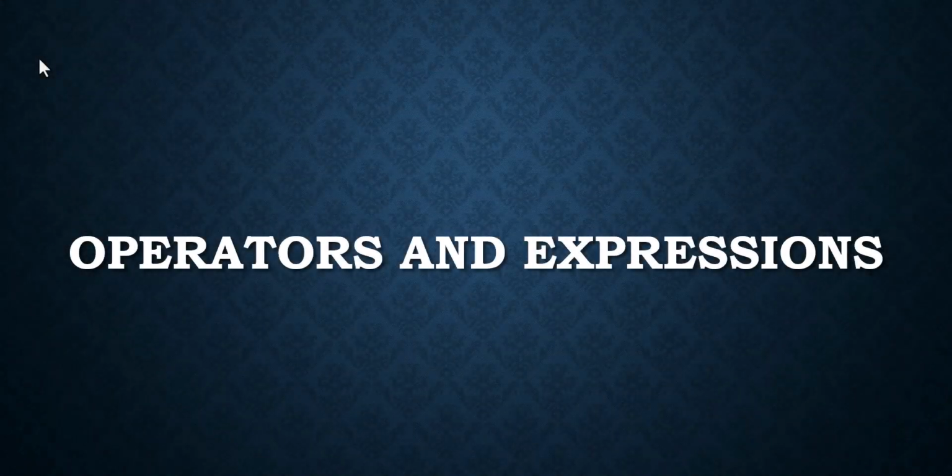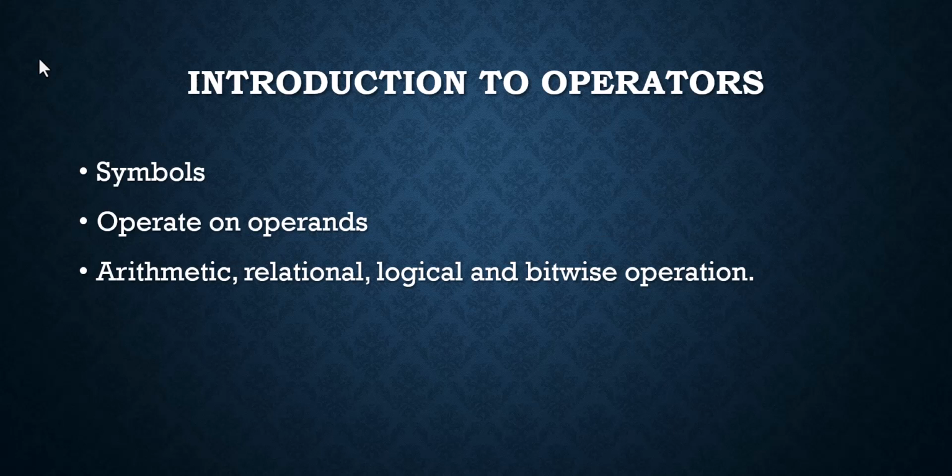In our journey through C programming, we have covered the basics of variables and data types. Now it's time to dive into operators and expressions, which are fundamental components for performing operations in C. Let's get started. Operators are symbols that perform operations on operands. They allow us to perform arithmetic, relational, logical, and bitwise operations in C. Understanding how to use operators is crucial for writing efficient and concise code.